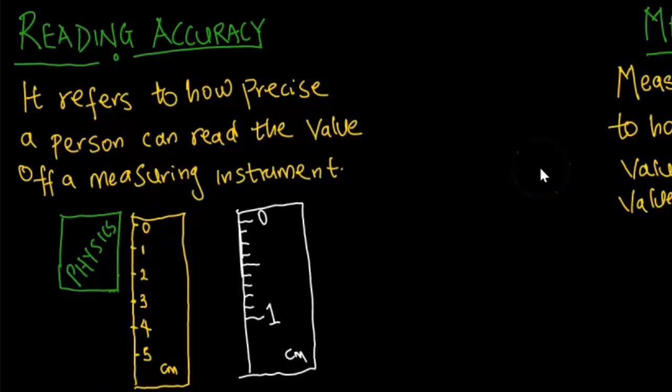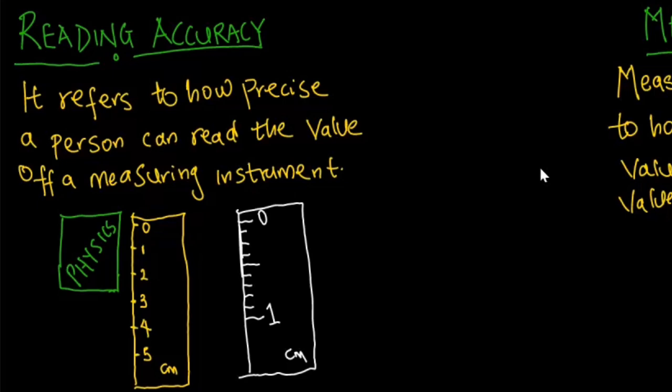In this section, I'm going to explain the difference between reading accuracy and measuring accuracy, and they are both types of degree of accuracy. So we'll begin this section by looking at reading accuracy. As the name implies, it is the accuracy when reading values from a measuring instrument, either a stopwatch or a meter rule or even a thermometer. In essence, reading accuracy refers to how precisely a person can read the value of a measuring instrument.